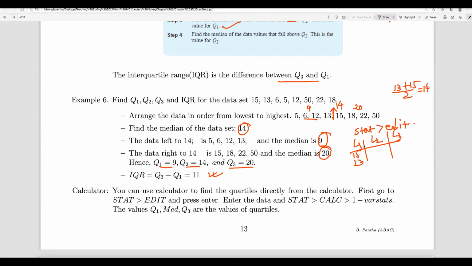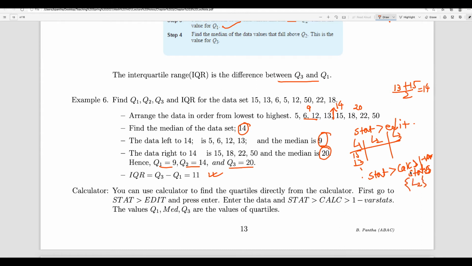If you are using the calculator, you just enter the raw data in the calculator. After you do that, press stat, calc, and then one variable statistics, and hit enter. Then again, if you have a TI-83 and you enter the data in L1, you don't have to do anything. But if you enter the data in L2, then you need to write curly braces and L2.